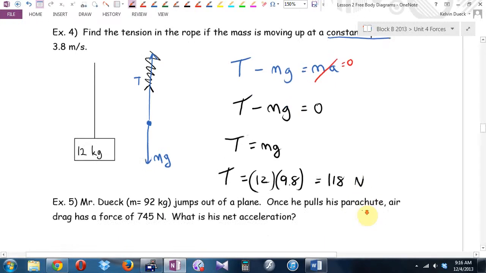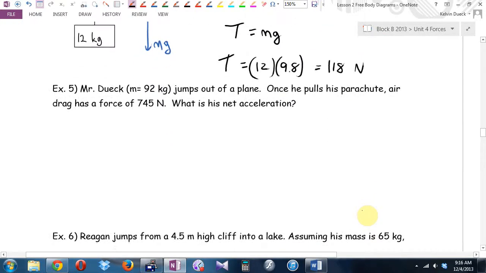Parachuting. Mr. Dueck jumps out of a plane. Eventually I jumped out of an airplane. Once he pulls his parachute, air drag has a force of 745 newtons. What's his net acceleration?